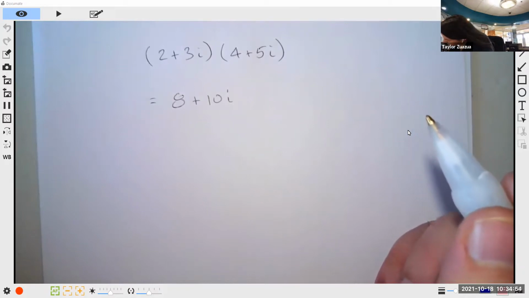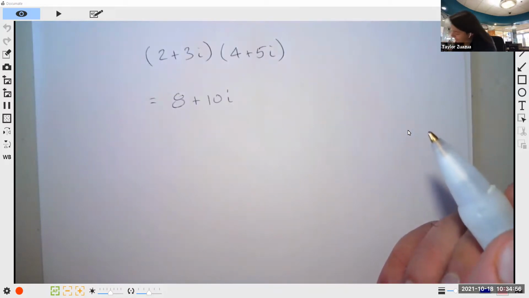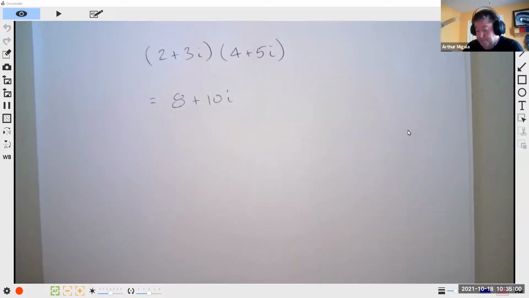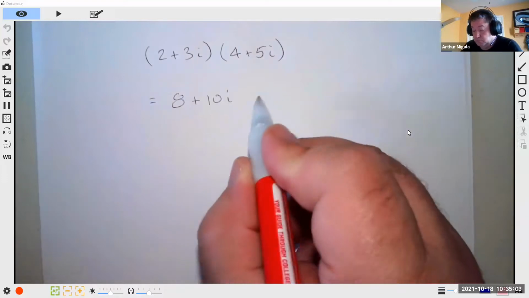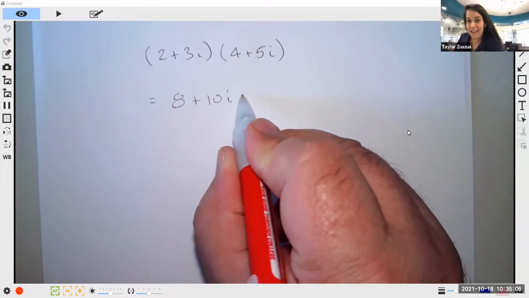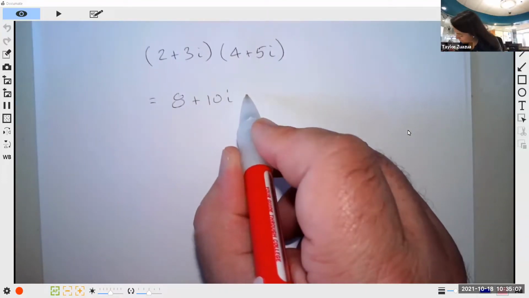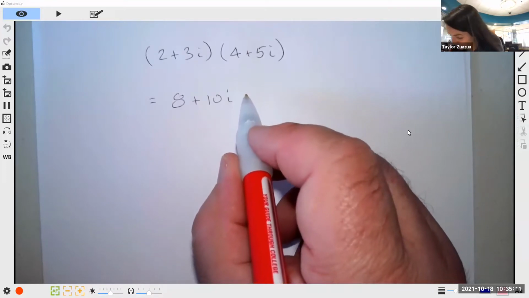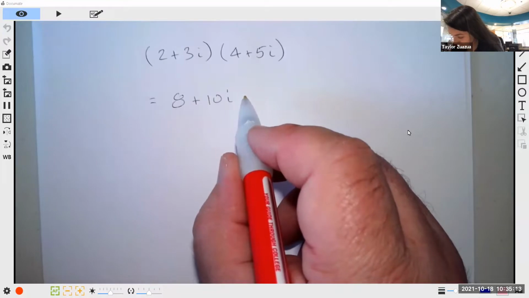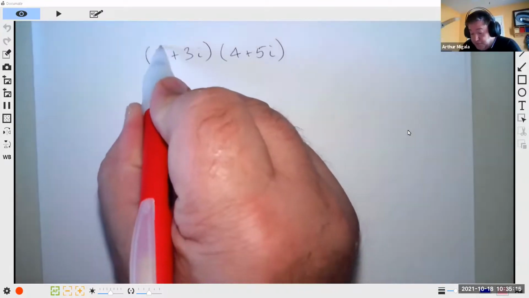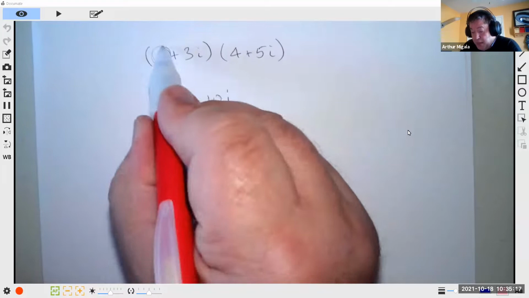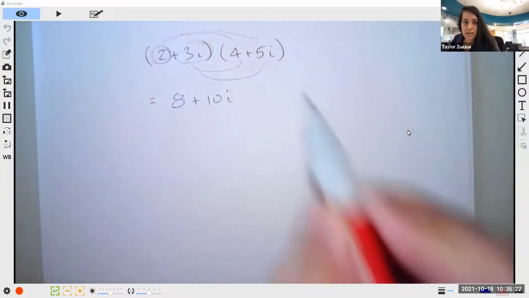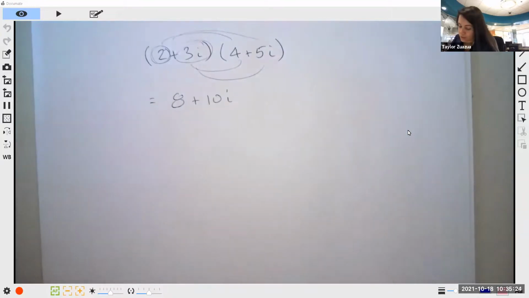Now you have to do the 3i, right? Does it matter which number goes first, or do you just do it to the first one and then to the second? Basically, this first number, the 2, has to go to both of those. Then the 3i has to go to both of those.